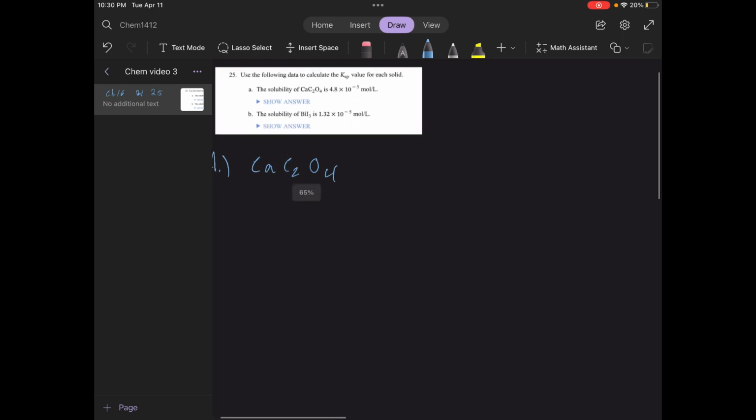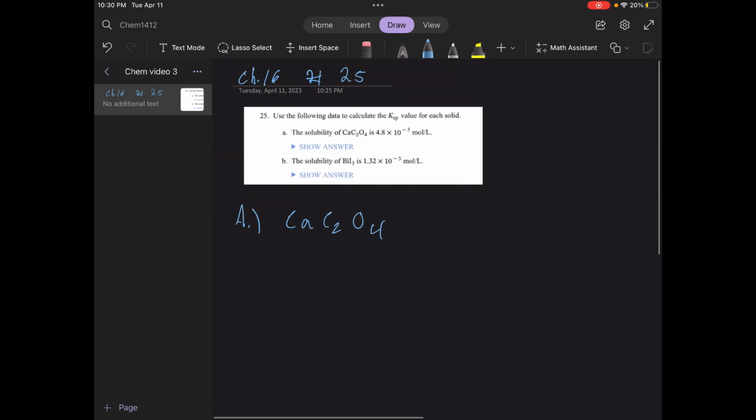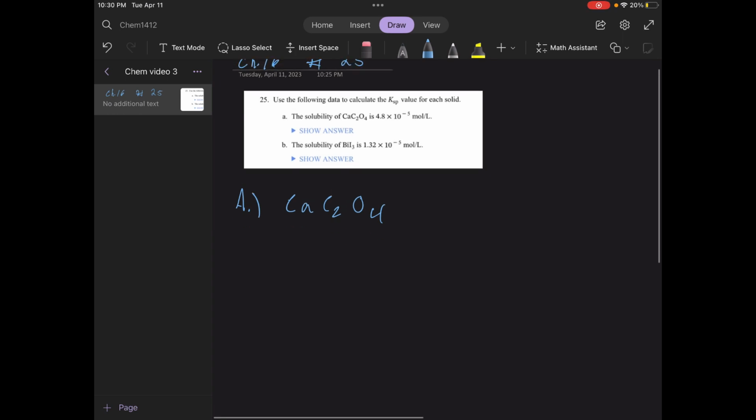So here the first question is chapter 16, problem 25. 25 is asking use the following data to calculate the Ksp value for each solid. In part A, it's asking the solubility of CaC2O4, and it gives us the solubility, which is 4.8 times 10 to the negative 5 mole per liter.